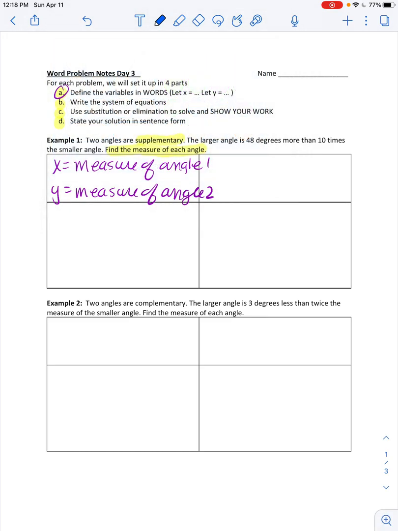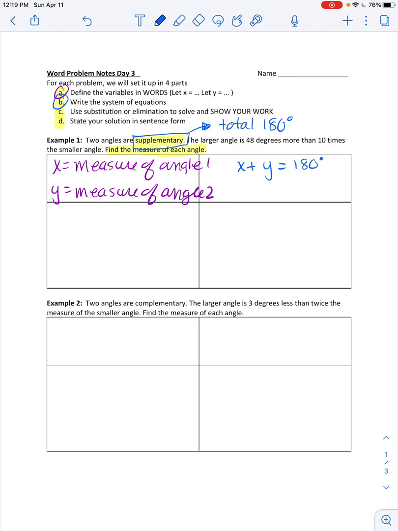In part B, we need to write a system of equations. We have 2 variables, we need 2 equations. So supplementary, I honestly don't know how much you've studied this, so I'm going to refresh your memory that means in geometry that they total 180 degrees. So total means addition. So that means angle 1 plus angle 2 has to add up to 180 degrees.